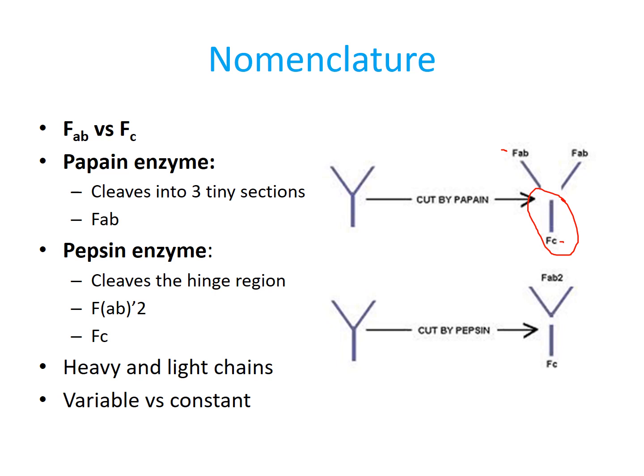Okay. Other than that, knowing what the FAB region is and the FC region is, you should be able to say that the FAB region will bind to the foreign material, whereas the FC region will be able to bind to, for example, a neutrophil, a B cell, things like that, okay?